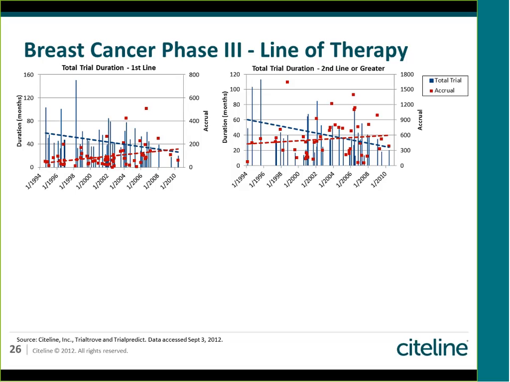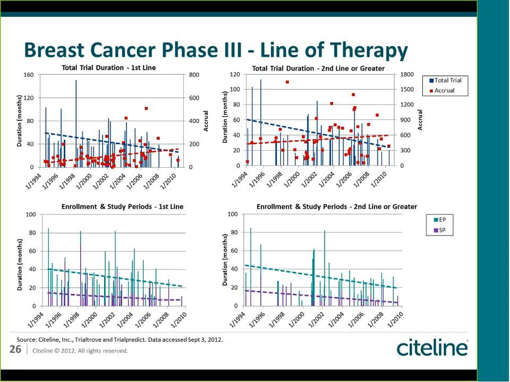This pronounced increase in patient accrual wasn't revealed in the analysis when we looked at all of the breast cancer trials together, but can be seen here when we break it out according to patient population. And again, we looked at enrollment periods in teal and study periods in purple, this time on the same chart, and we see downward trends for both enrollment and study periods in trials that involve both first-line patients and those trials that focus on second-line or greater patients.